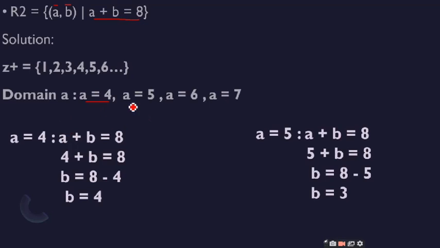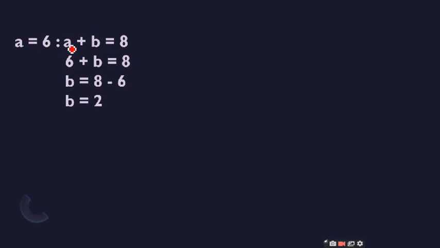Then second is A is equal to 5. Again we have the equation A plus B is equal to 8, so 5 plus B is equal to 8. Then write B and transpose the 5 to the right hand side. B is equal to 8 minus 5, which is 3. The second range is 3. The first range is 4 and the second range is 3. Then we take A is equal to 6. A plus B is equal to 8, 6 plus B is equal to 8. B is equal to, transposing 6 to the right hand side, 8 minus 6, which is 2. The third range is 2.